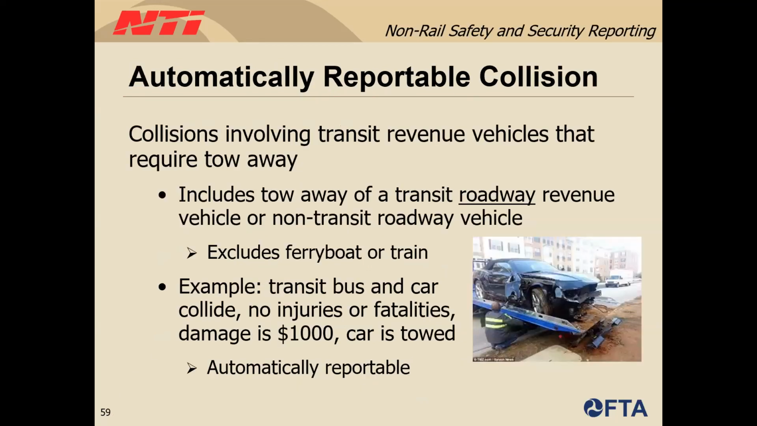If there's a collision involving a transit roadway revenue vehicle, which results in either the transit revenue vehicle or non-transit vehicle being towed, the event is automatically reportable regardless of any other threshold. This is limited to roadway vehicles and therefore excludes ferry boats and trains. For example, a transit bus and a car collide. There are no injuries or fatalities, and property damage is only $1,000. But the car is towed from the scene due to disabling damage. The event becomes automatically reportable. The towaway is not based on the severity of damage.